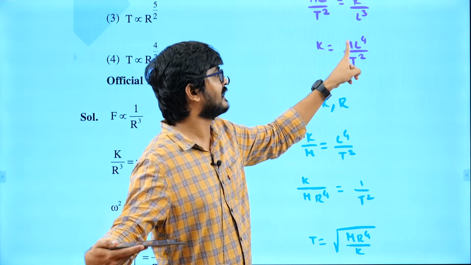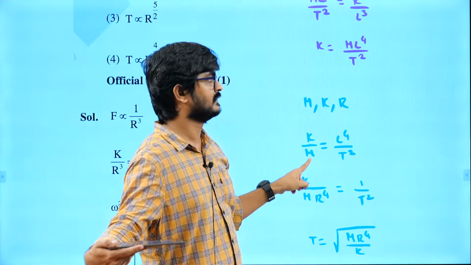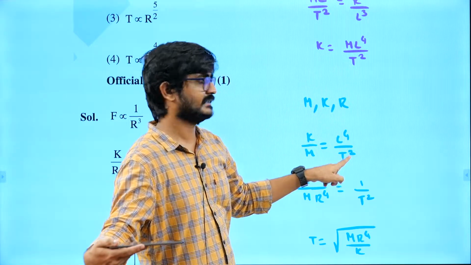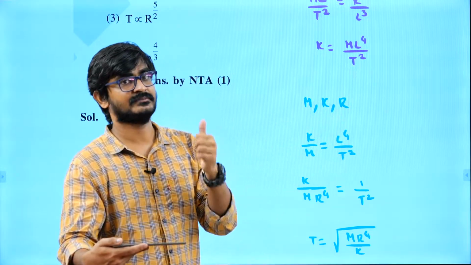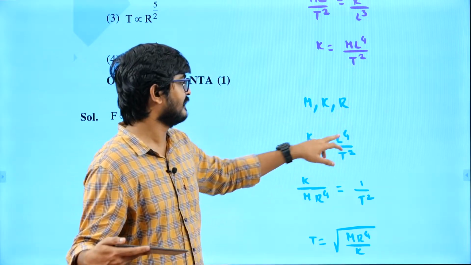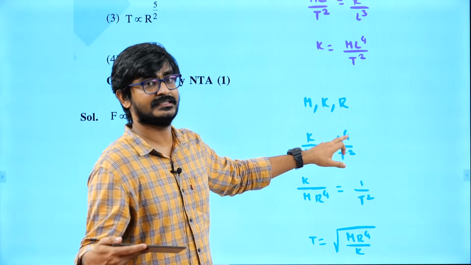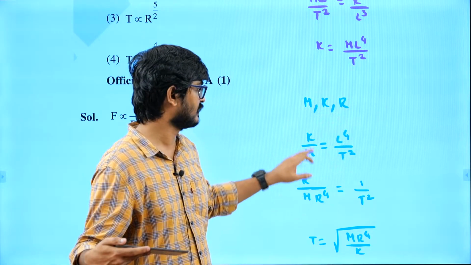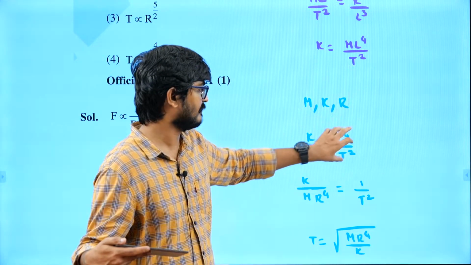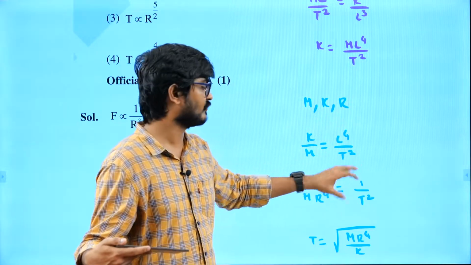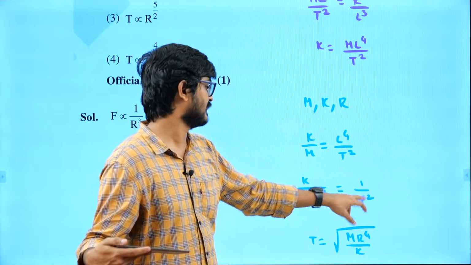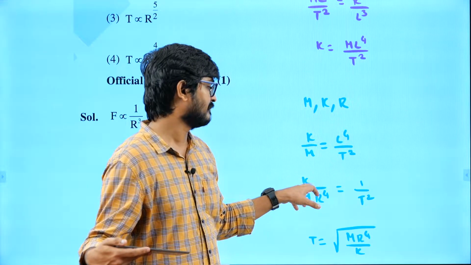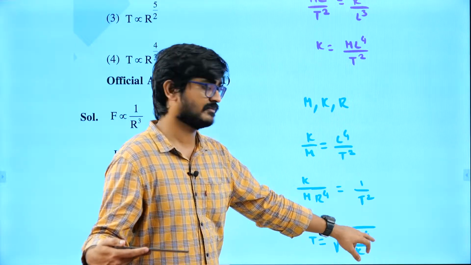Now in order to eliminate mass, I can divide K with m, so that I will be getting L power 4 t square. Now I eliminated mass dimensions by dividing with mass. Now I need to eliminate length dimensions. How can I eliminate length dimensions? By dividing with length power 4. If I divide with length power 4, I will be getting a dimension of 1 by t square. But what I need is t dimensions. So t dimensions will be root of m r power 4 by k.